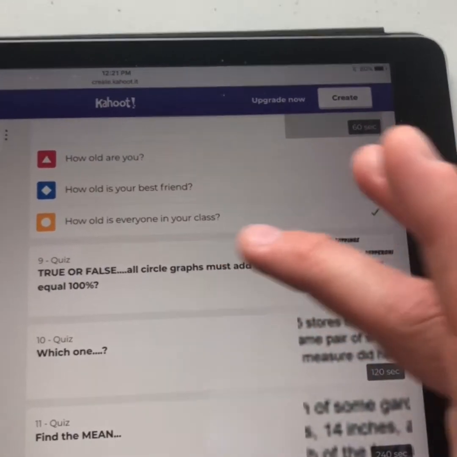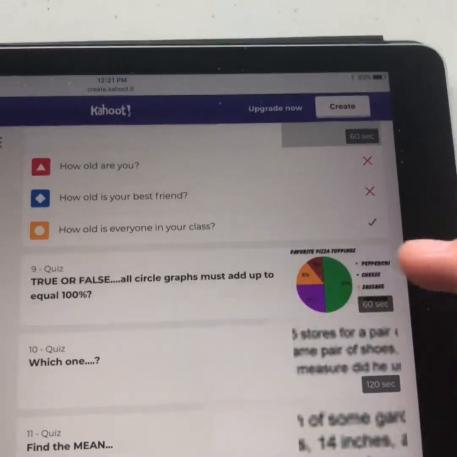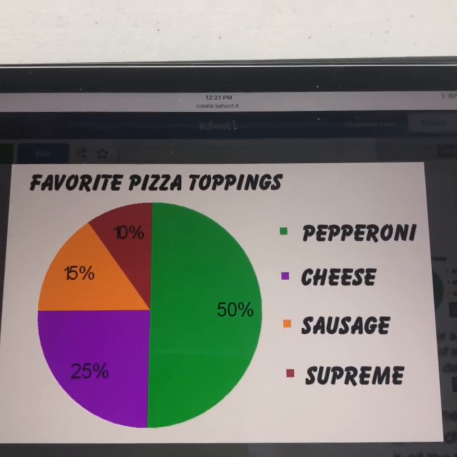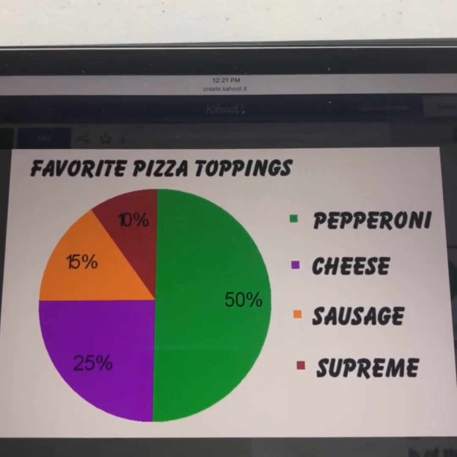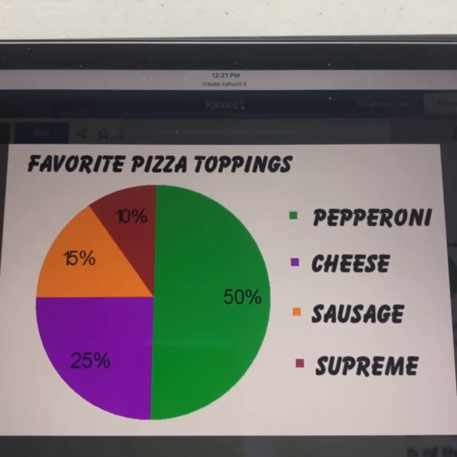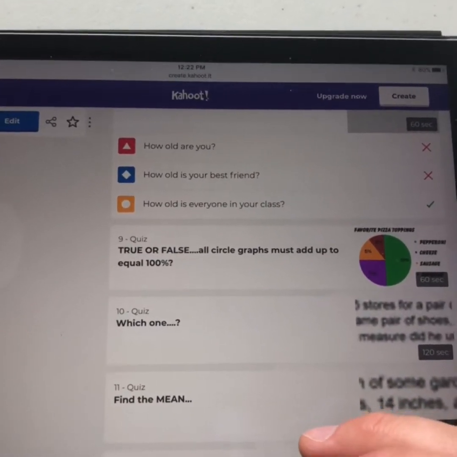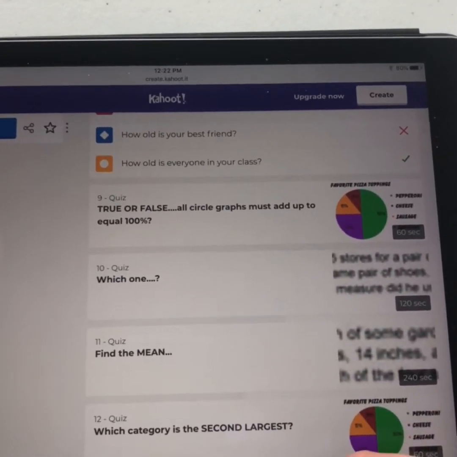True or false, all circle graphs must add up to 100%. Okay, well, this was an example one talking about pizza. That's appropriate. All right, so yes, that all adds up to 100%. That is true. You always, when you're talking about statistics, have to add up to a full 100%.